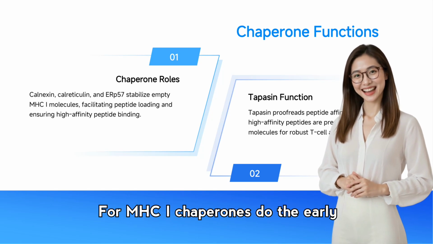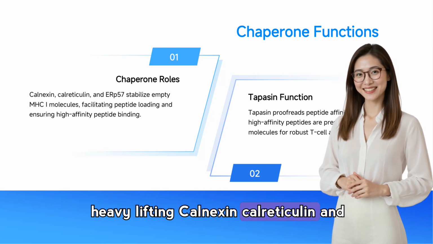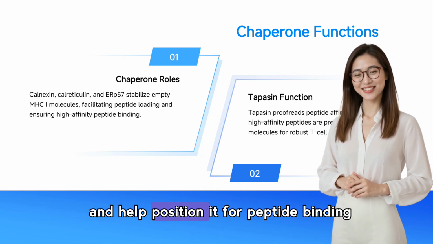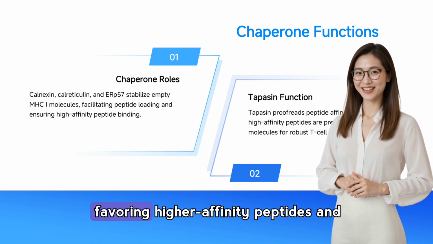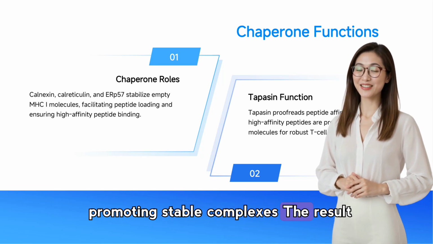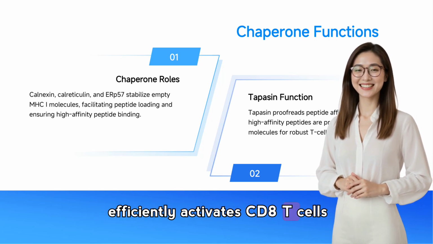For MHC-I, chaperones do the early heavy lifting. Calnexin, calreticulin, and ERp57 stabilize the empty molecule and help position it for peptide binding. Tapasin then acts like a proofreader, favoring higher affinity peptides and promoting stable complexes. The result is a sharp, reliable signal that efficiently activates CD8 T cells.